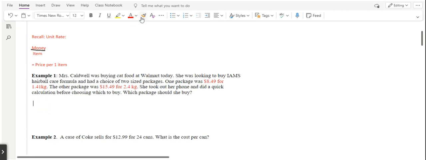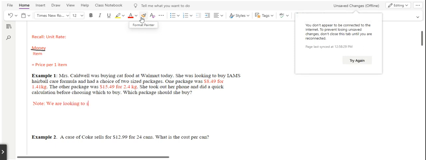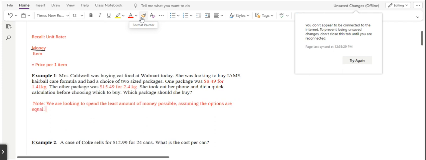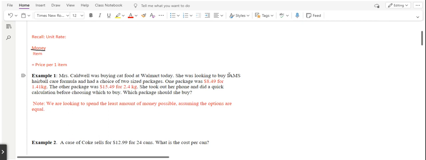And so when we think about this, we want to make a note for ourselves. We are looking to spend the least amount of money possible, assuming the options are equal. So what do I mean by that? Well, in this case, it happens to be the same particular brand of IAMS, some sort of cat food, right? And so if it's the same brand of cat food, then the two options are equal in the sense that you get the bigger bag or the smaller bag. That's what I mean by assuming the options are equal, meaning you like them equally.